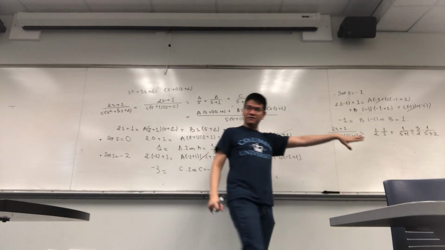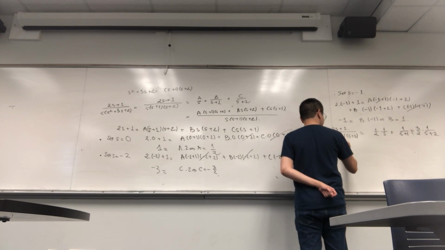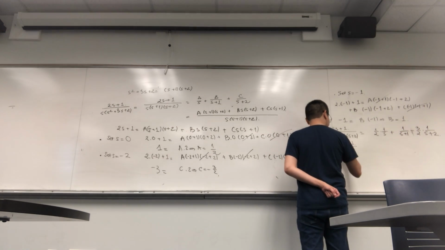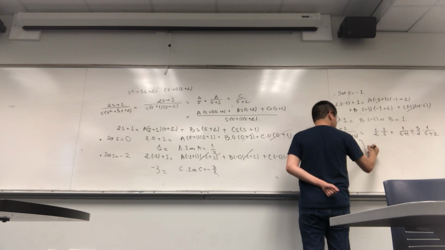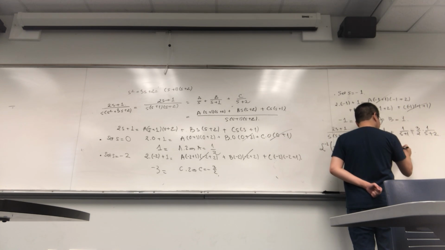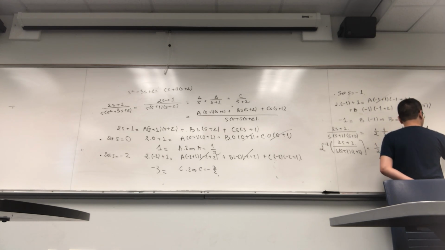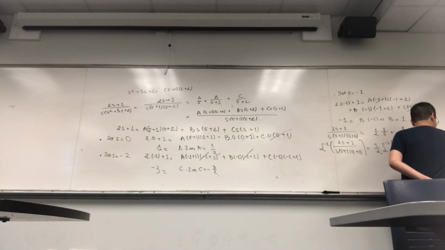Now I have to take the inverse Laplace transform. So the inverse Laplace transform of (2s plus 1) over s(s plus 1)(s plus 2) gives me 1/2 the inverse Laplace transform of 1 over s, plus the inverse Laplace transform of 1 over s plus 1, minus 3 over 2 inverse Laplace transform of 1 over s plus 2. Alright?